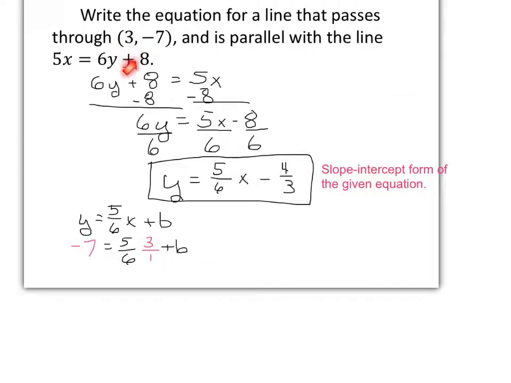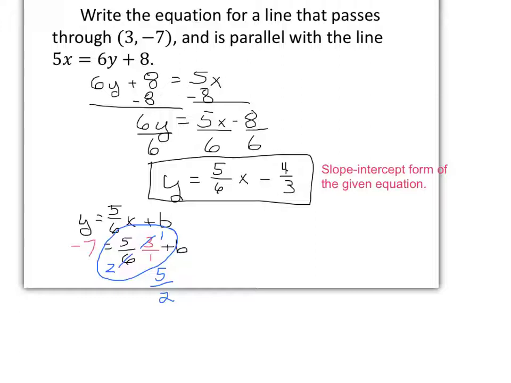I've taken my 3 and put it in for my x. I've taken my -7 and plugged it in for y. Now I'm going to simplify and solve for b, and let's look at the fractions. 5/6 times 3 over 1. The 3 goes into 3 one time, and the 3 goes into 6 two times. So all of this here becomes 5. 5 times 1 is 5 over 2. So that's going to become 5/2.